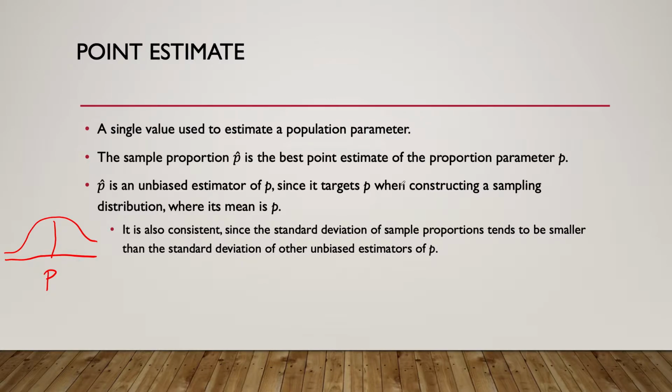population proportion p. P hat is an unbiased estimator of p since it targets that population proportion p when constructing a sampling distribution where the mean is p. So we would have p in the middle here, denoting when we have our z-score equal to 0. It is also consistent since the standard deviation of the sample proportions tends to be smaller than the standard deviation of other unbiased estimators of p. But we won't be looking at those, just p hat.